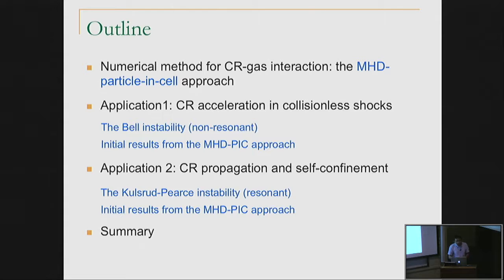All right, so I will begin by introducing our new code, which we call the MHD particle-in-cell, MHD-PIC approach, and how we study this cosmic ray interaction with the gas. And then I will discuss two applications, both related to streaming instability: one non-resonant version, which is related to the acceleration of cosmic rays in shocks, and a resonant version, which is related to the propagation and self-confinement of the cosmic rays.